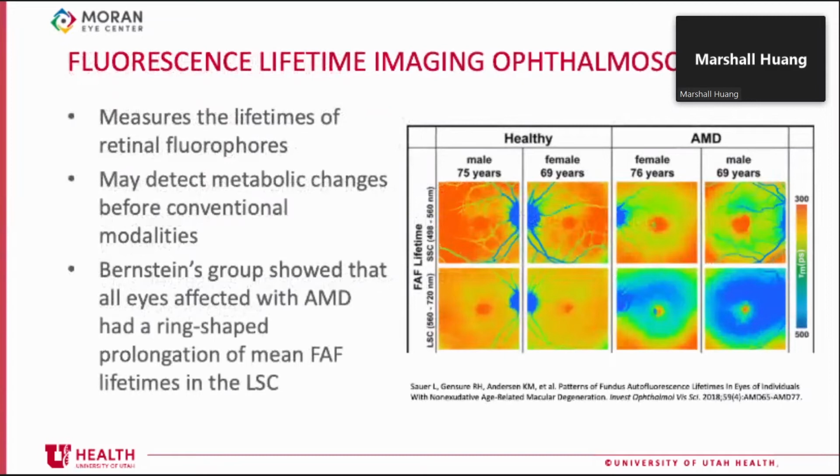Studies done by the Bernstein Lab have shown that patients with AMD have a ring-shaped prolongation of the mean fluorescence lifetimes in the fundus autofluorescence lifetime in the long spectral channel. This can be seen even in patients with very early AMD with minimal other findings on imaging. It is possible that this is detecting very early metabolic changes in the macula, which could potentially be reversible. With this technique, we hope to see real-time changes rather than a long-term progression. And here's the long spectral channel prolongation that we're describing.